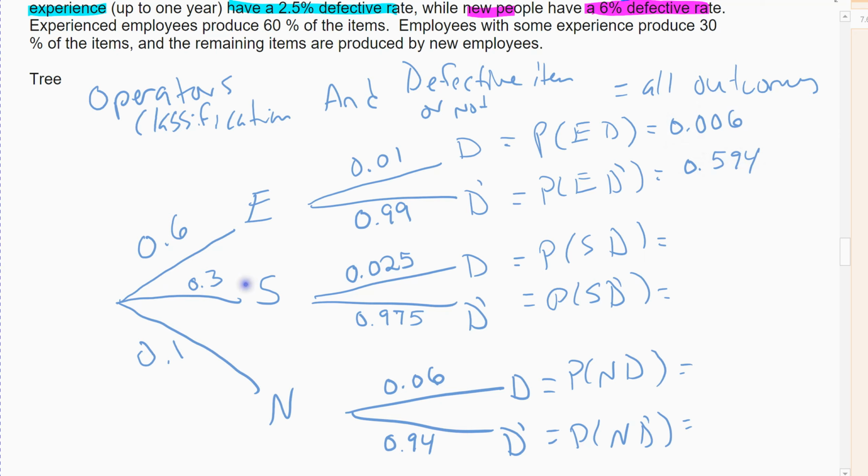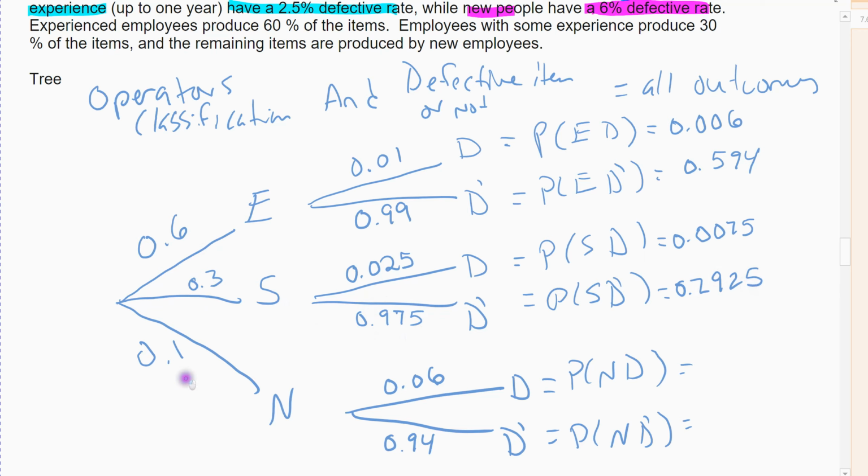Right, now the some experience. 0.3 times 0.025, and this one again, make sure you're careful. It's 0.0075, and don't round, leave it exactly 0.0075. And then this is 0.3 times 0.975, 0.2925. Again, leave it exact. 0.2925.